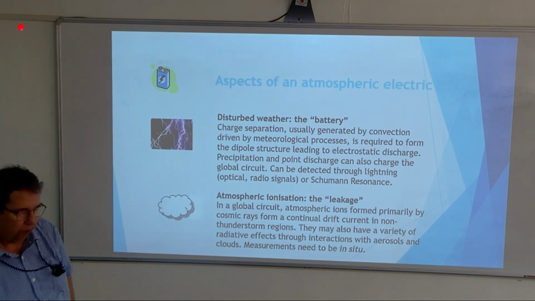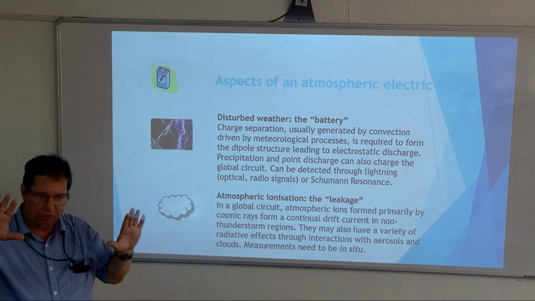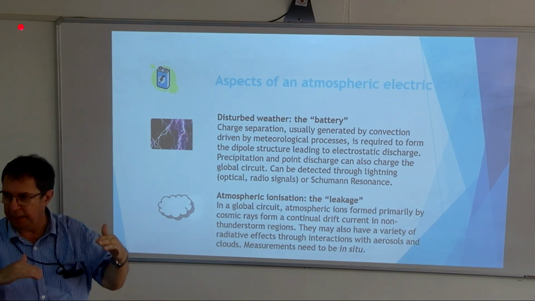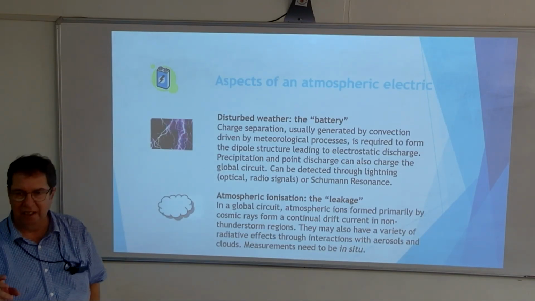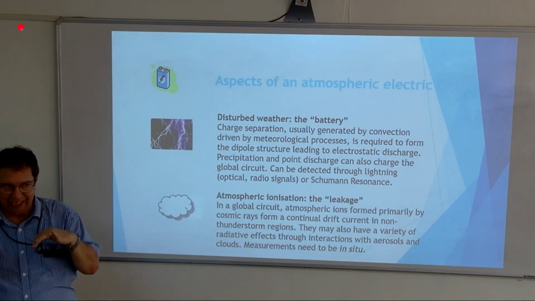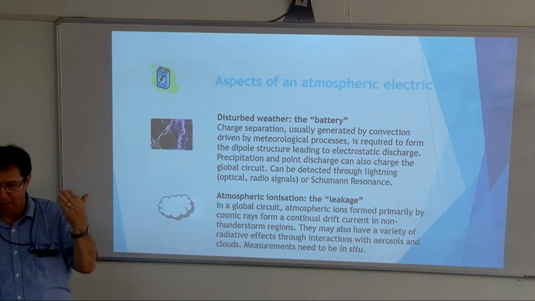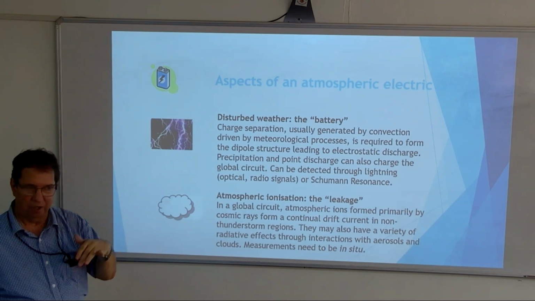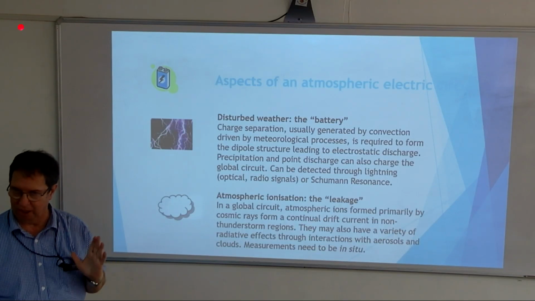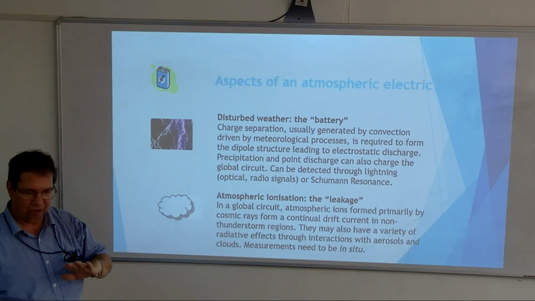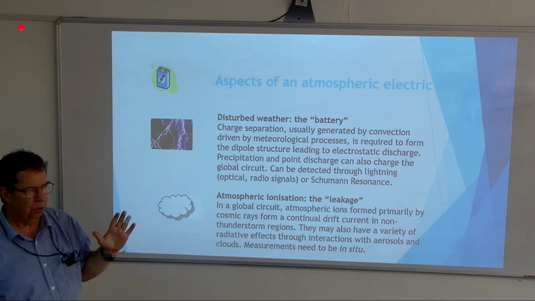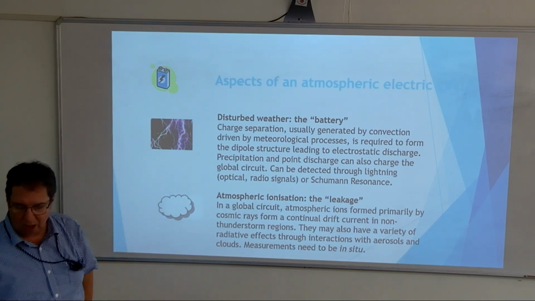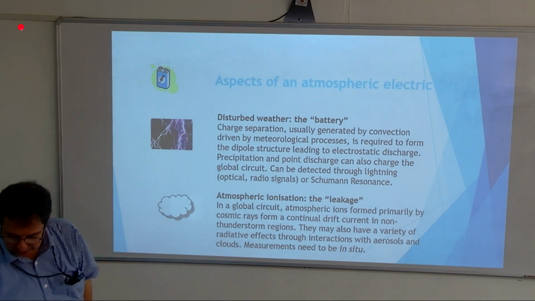So the global circuit is a conceptual description of all the electrical processes that take place in the air, okay? And remember, we are embedded in this electrical environment. And as we discussed yesterday, we are electrical creatures. Our brain, our nerves, everything about us relies on electricity. And so we are not, I don't want to use the word immune, but we are not unaffected by the electrical conditions of the atmosphere and of the global electrical circuit.